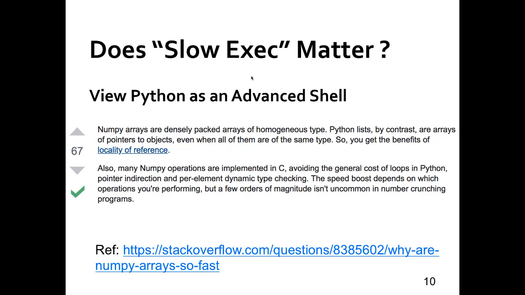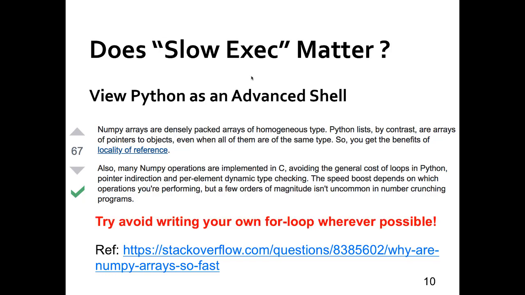But you can see that NumPy array operations are implemented in C, so it's very fast. Okay, so actually you are benefiting from C's performance if you are calling NumPy operations. So the speed is really not a problem, but there's one lesson that you need to learn. Try to avoid writing your own for loop. Python is very flexible, you can do everything, but your for loop may be 10 times slower or even 100 times slower than NumPy array operations. Okay, try to think in a vectorized manner, instead of just writing your own for loop.